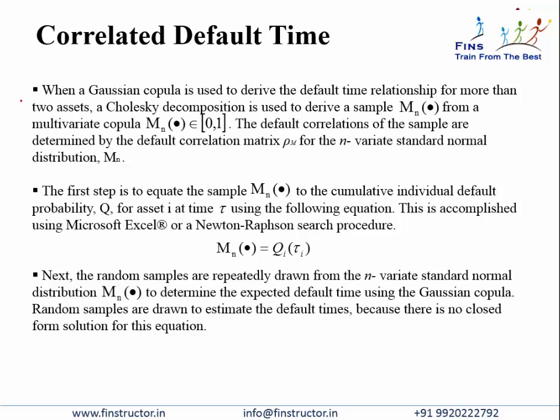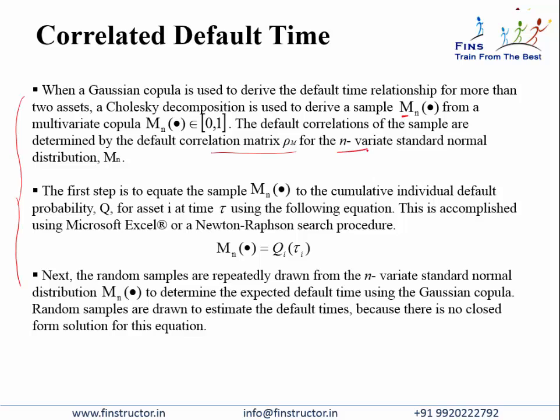So again, this slide will tell us what exactly is done. I don't expect the maths to be asked, but still we'll just go through how this combined default probability is calculated. When a Gaussian copula is used to derive the default relationship for more than two assets, a Cholesky decomposition is used to derive a sample joint probability from a multivariate copula Mn. The default correlations of the sample are determined by a correlation matrix M.